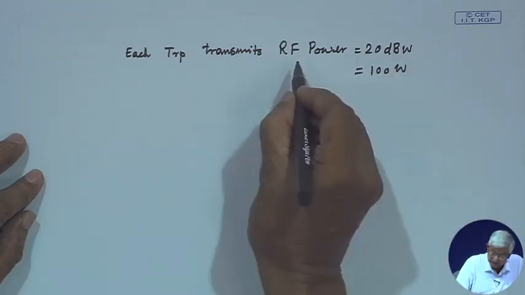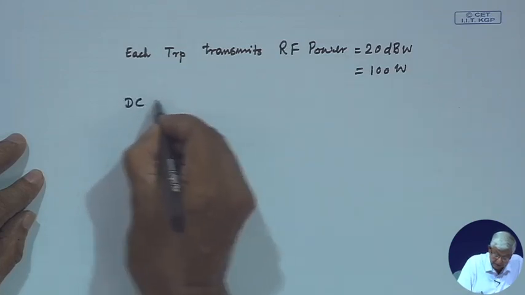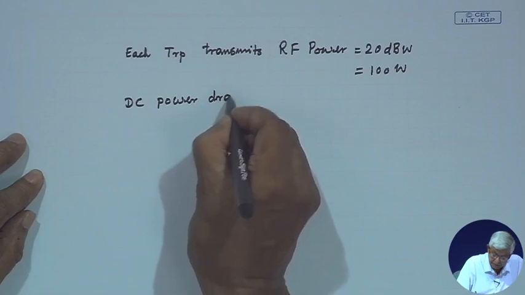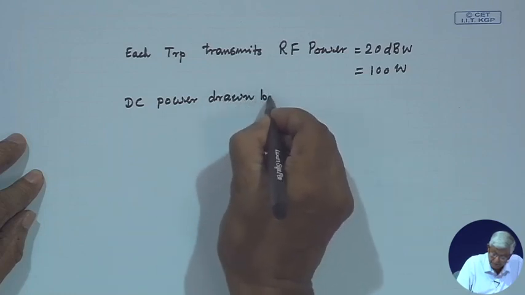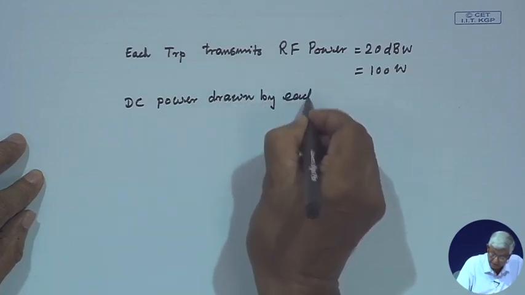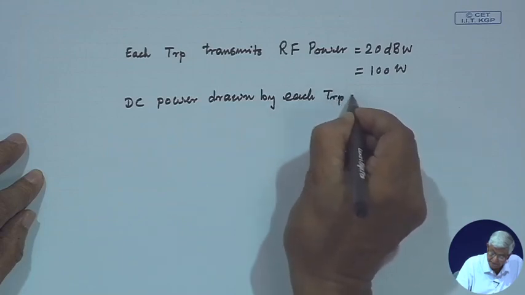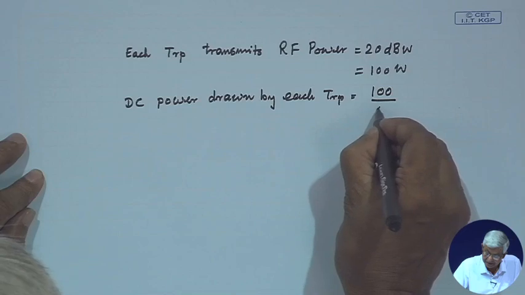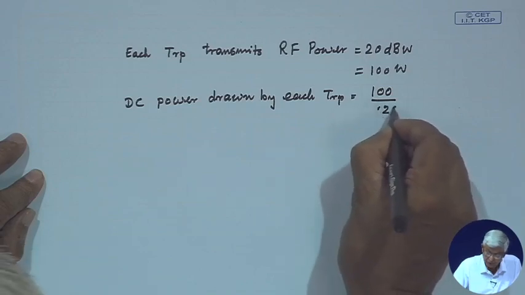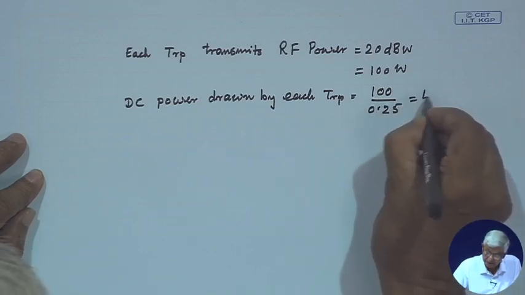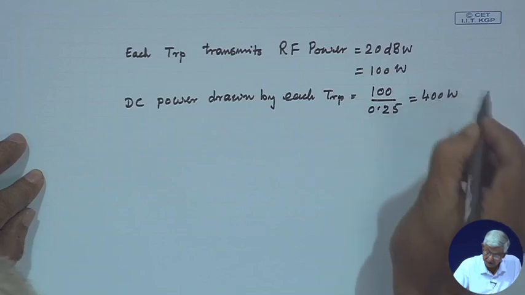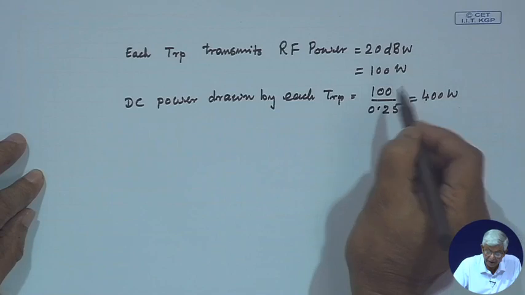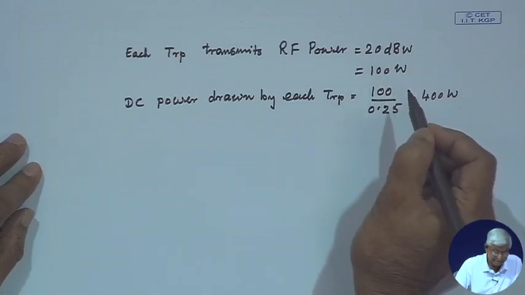Now, this is the RF power. So, the DC power drawn by each transponder, with efficiency 25%, so 0.25, is 100 divided by 0.25, that is 400 watt. So, with 400 watt DC it is generating RF power of 100 watt, at 25% efficiency.